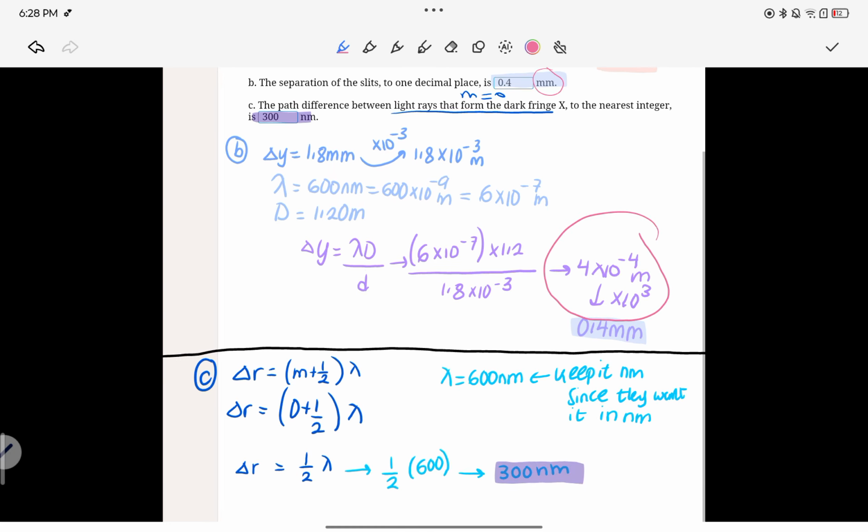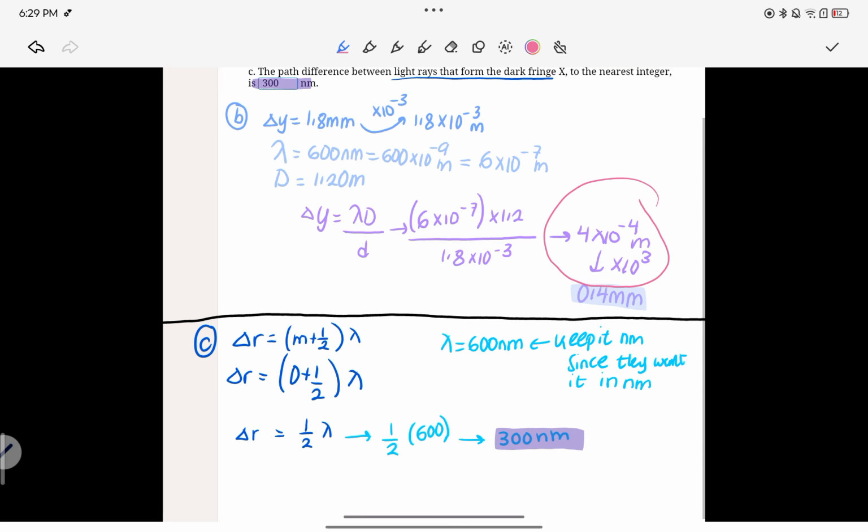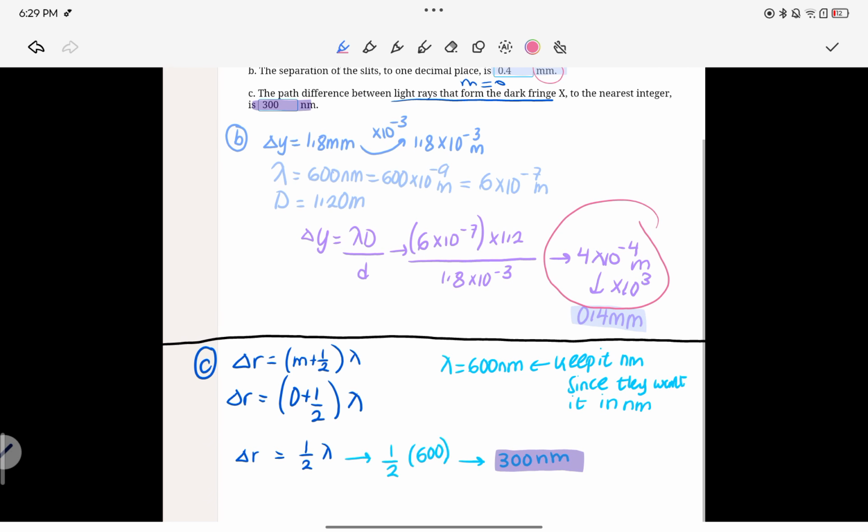Also another formula, very important. Delta R equals m plus 1 over 2 and the wavelength. No, sorry. The m, they said form the dark fringe. They didn't tell us what the m is. So we take it as 0. 1 over 2, we leave it.